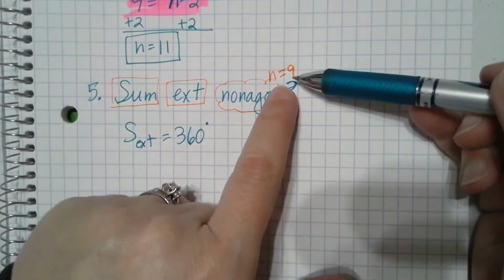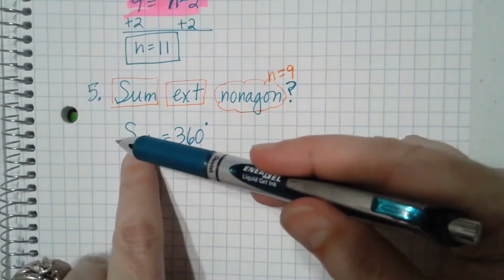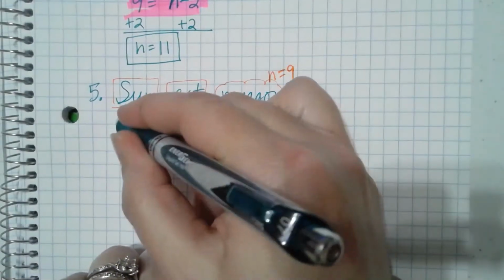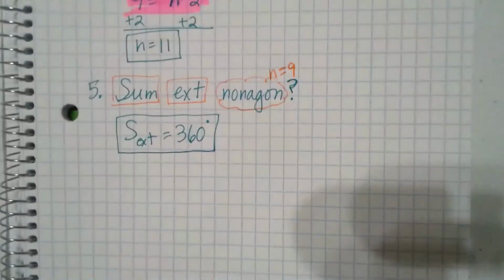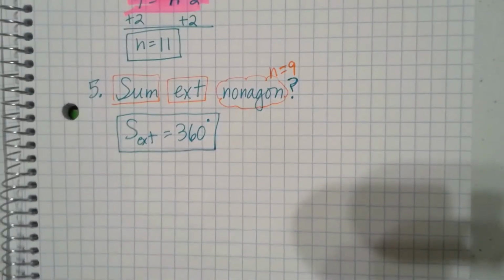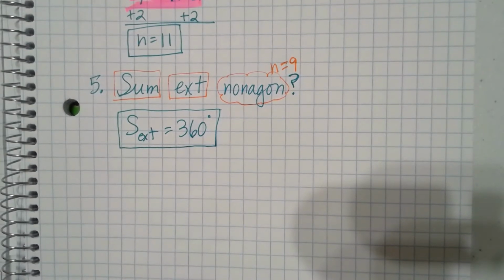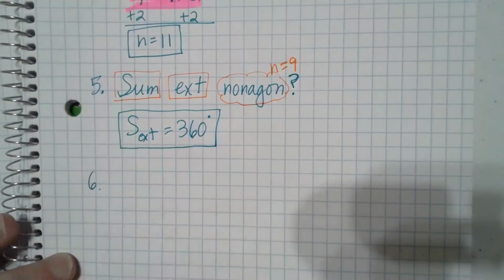Y'all tell me, where's this 9 going to go? N is 9. Do you see an N in here anywhere? No. This is the answer. We're done. The sum of the exterior angles of any polygon doesn't matter how many sides it has. It could have 9 sides. It could have 5,822 sides. The sum of the exterior angles is always 360. It will never change. So that is your answer, and you get to move on.